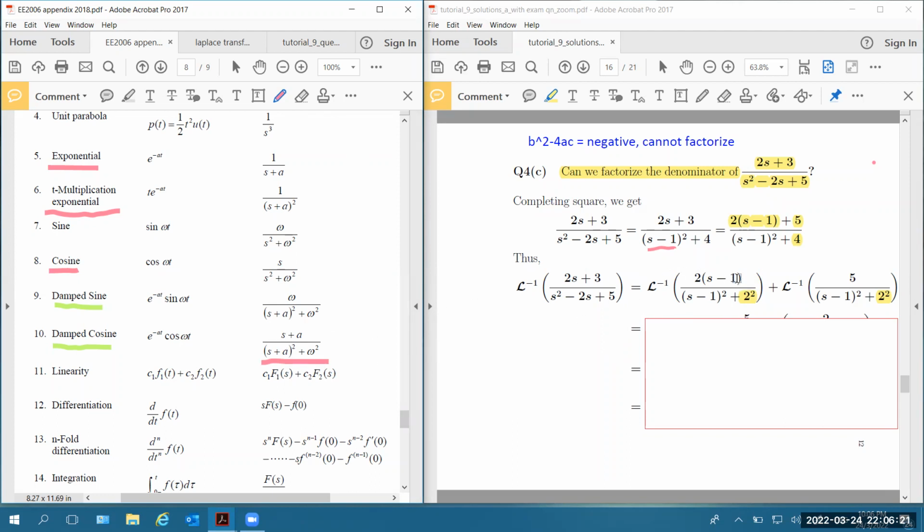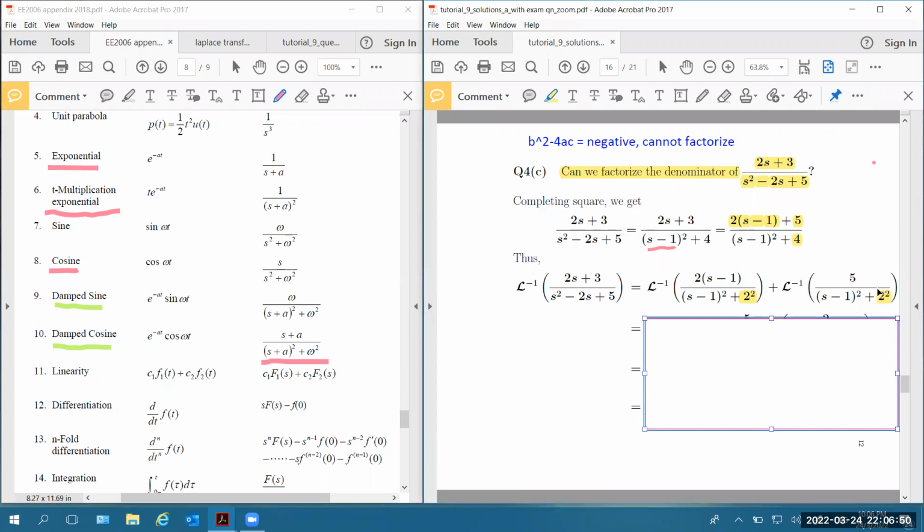What's your a? a is 1. Then your omega is 2. If you can see this, then you can write down this one, of course with a u(t) behind. So that one is t-cosine.